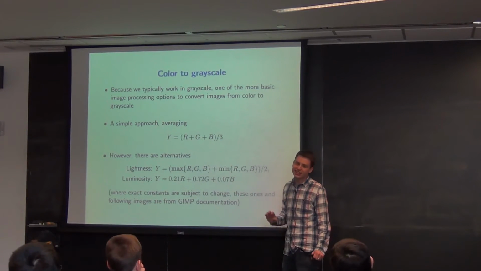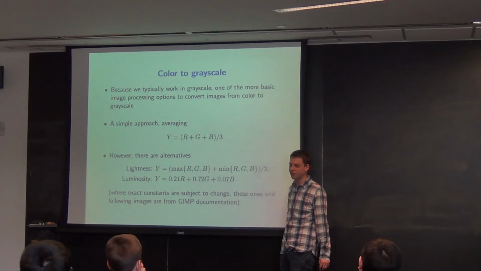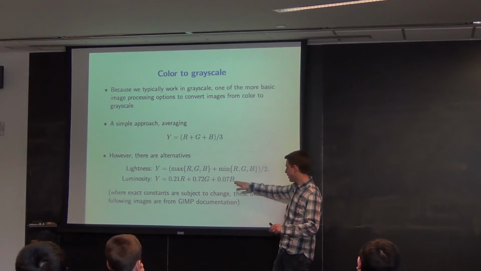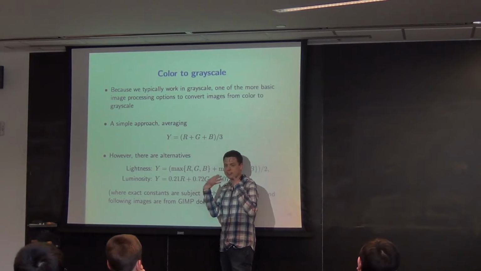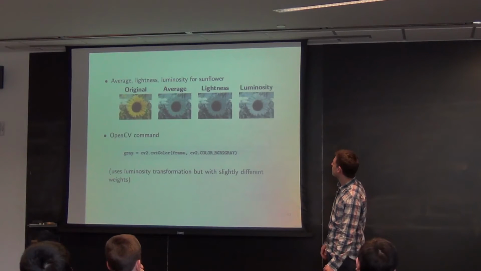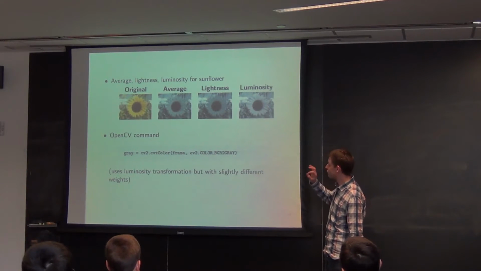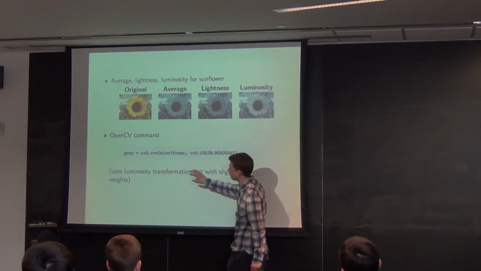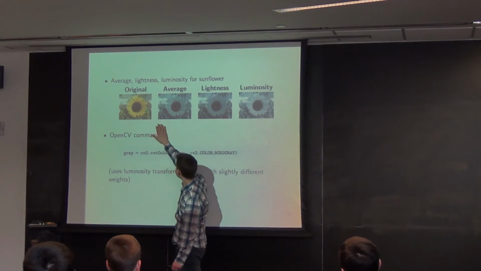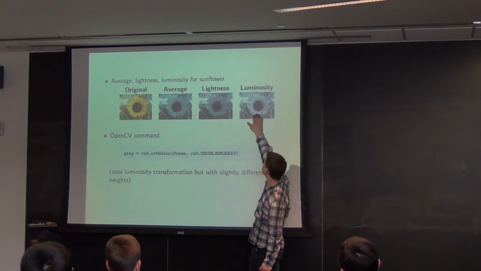But OpenCV actually uses a slightly different set of weights here. So there's no exact science here. This is kind of fiddling with things until they look like something that is pleasing to the human eye. So I'll show them here. It's unfortunately not the best display for doing this. But here is also an example from the GIMP documentation where they have a sunflower image. You have the grayscale thing you get out of averaging, out of the lightness operator, and then out of luminosity.